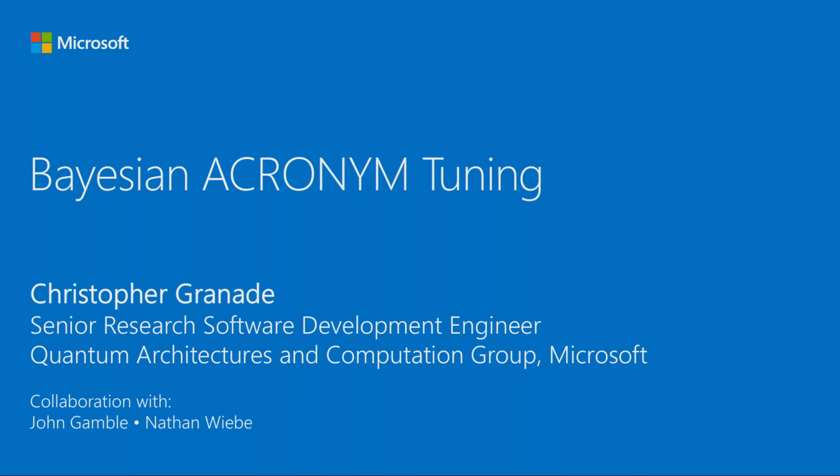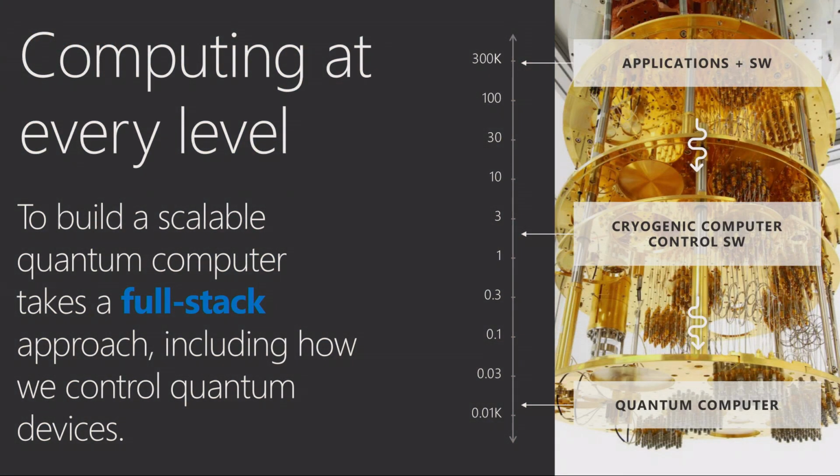As mentioned, I'll be talking today about Bayesian acronym tuning. This is joint work conducted at the Quantum Architectures and Computation Group over at Microsoft with John Gamble and Nathan Wiebe. So by way of context, what problem are we trying to solve?